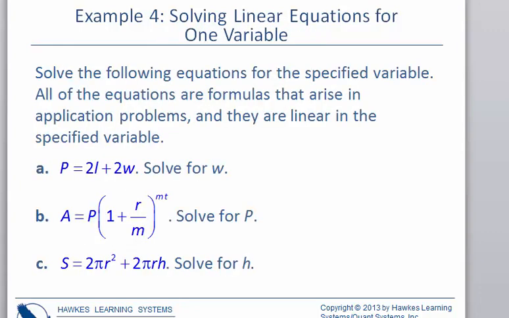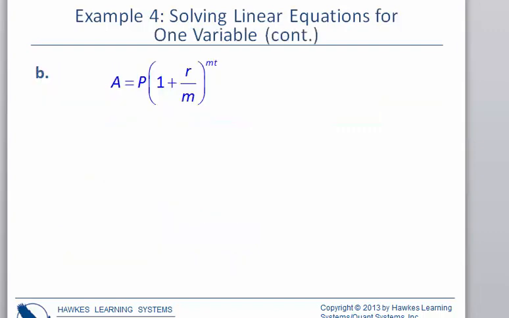The second part of the example asks us to solve the formula A is equal to P times the quantity 1 plus R over M raised to the MT power. And we want to solve this for P. And this is the formula for compound interest. P is the principal, R is the interest rate, T is the time in years, and M is the number of times it compounds a year. And so we want to take this expression and solve it for P.